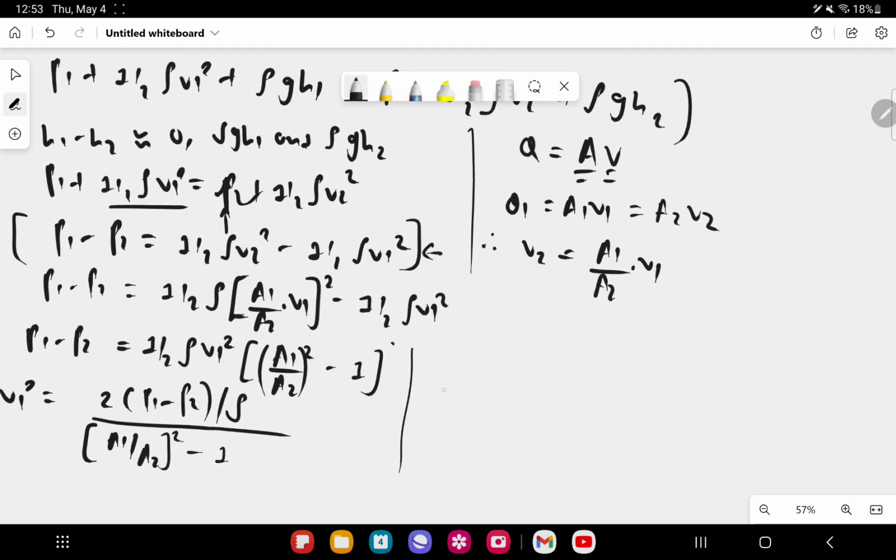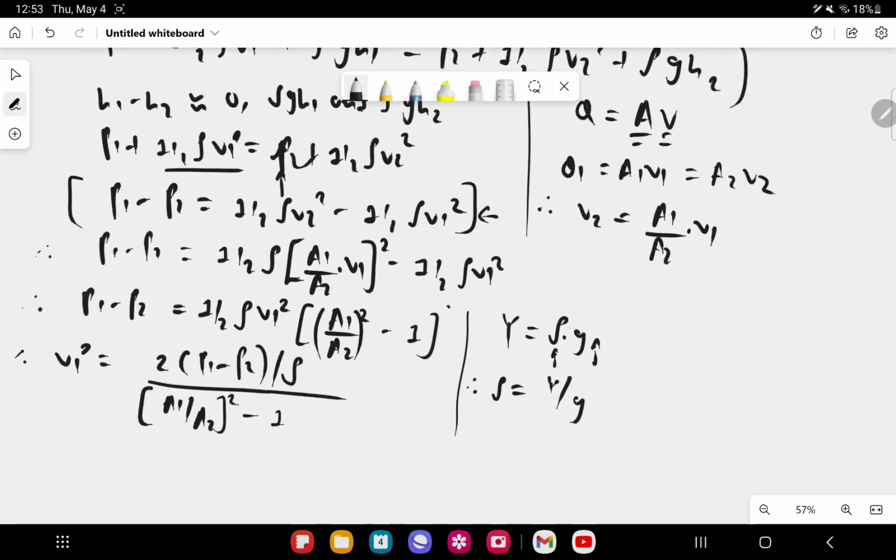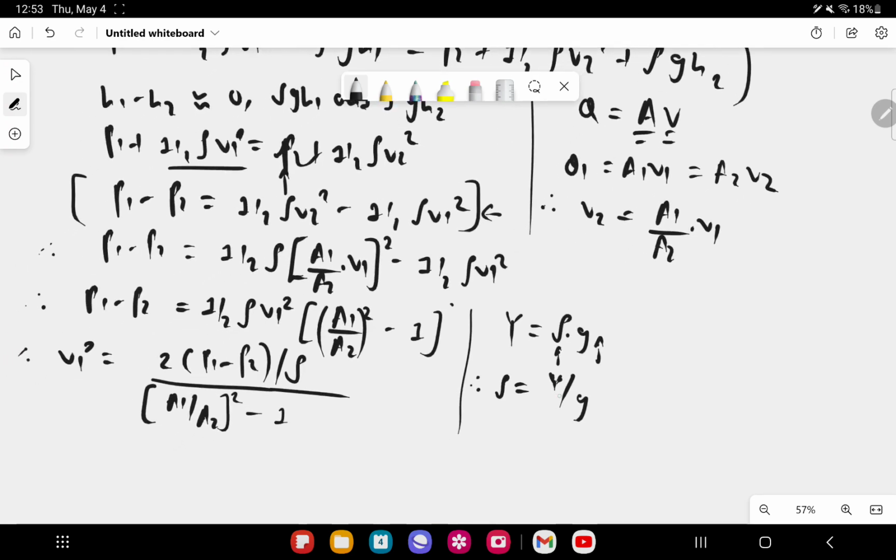Now, the specific weight of a fluid is denoted by gamma, and gamma is defined as rho times g, where g is the gravitational acceleration. Therefore, rho can be written as gamma over g. So let's substitute the expression of rho into this equation.